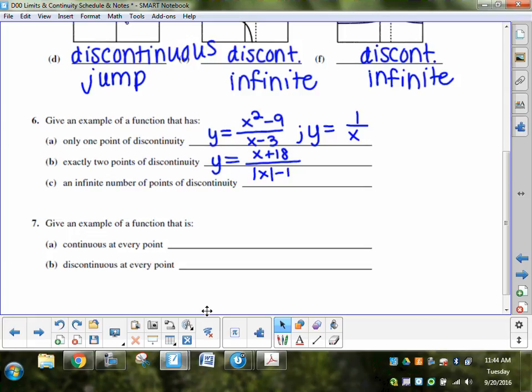No one else was able to give a second? What do you want to say? 1 over x minus 1 x plus 1. Okay. y is equal to 1 over x times the quantity x plus 1. Sure. Where is it discontinuous at? At 0 and negative 1.